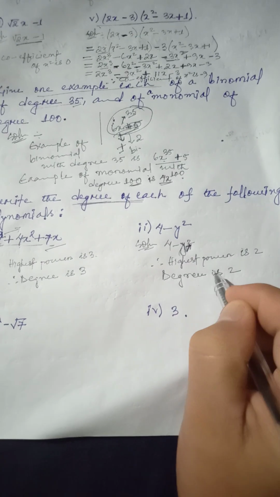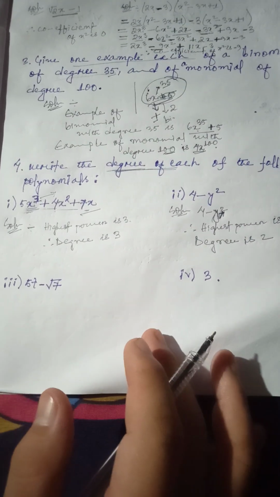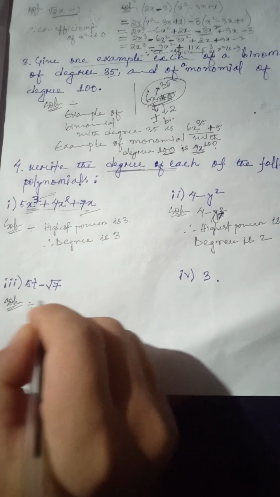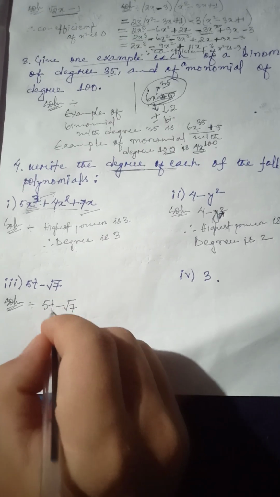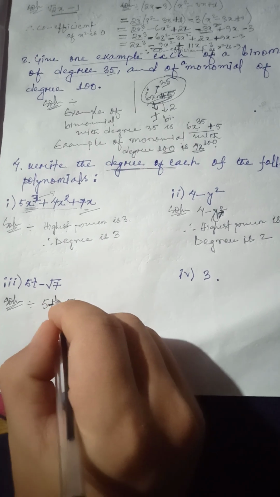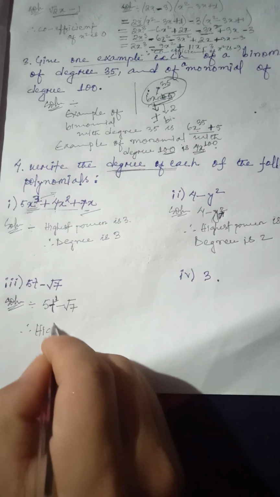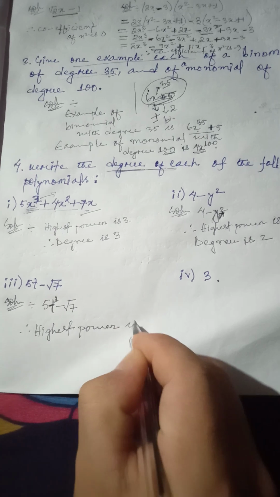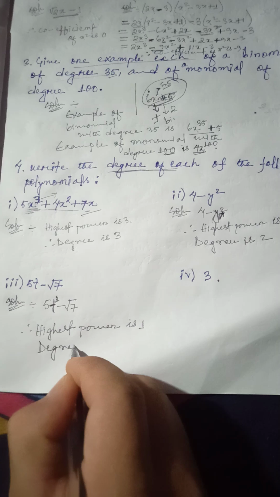Degree is 2. Okay, and here in Roman number 3 we have 5t minus root 7. If there is no power on the variable, then it means the power is 1 here. Okay, the highest power will be 1 here, and the degree should be 1.